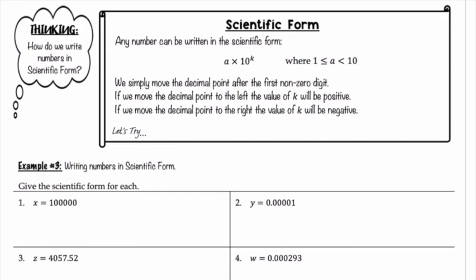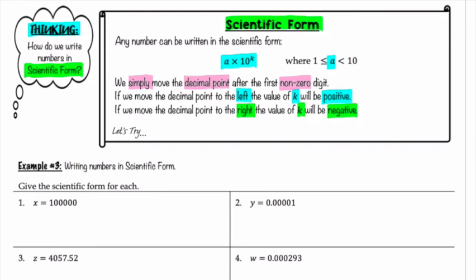Our next thinking: how do we write numbers in scientific form? Any number can be written in this form. We write it as a times 10 to the k power, where a is between 1 and 10, can include 1, but does not include 10. So how do we do this? We simply move the decimal point after the first non-zero digit. If we move the decimal point to the left, the value of k is positive. If we move the decimal point to the right, the value of k would be negative.